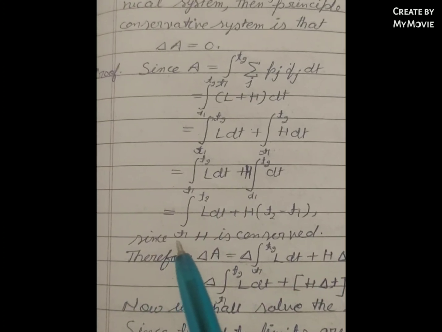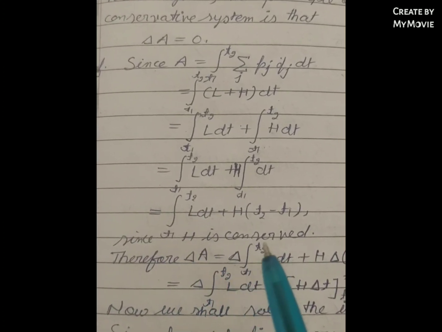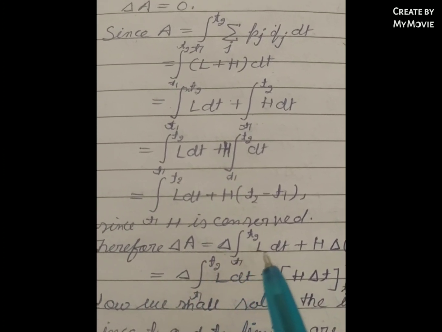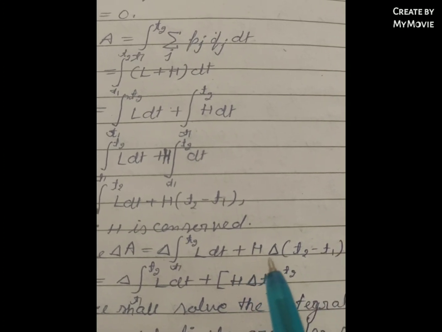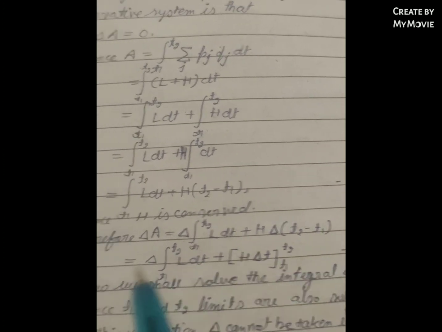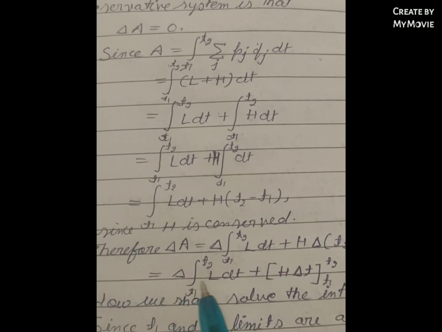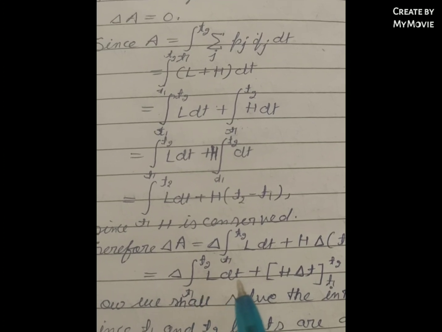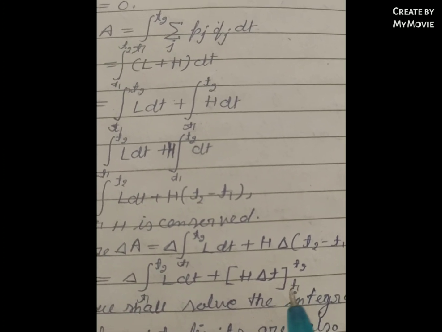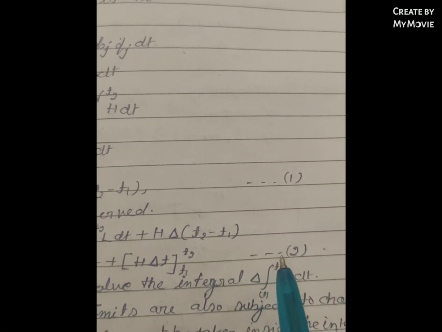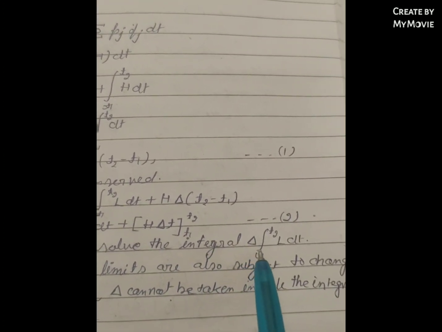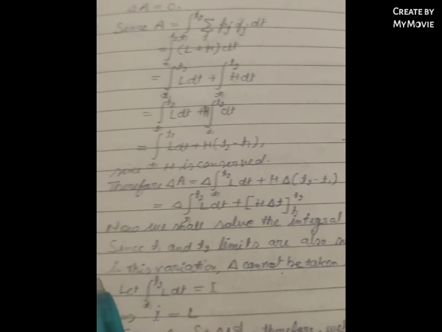This is equation 1. Since h is conserved, therefore delta A is equal to delta of the integral from t1 to t2 of L dt plus h delta (t2 minus t1), which is equal to delta of the integral from t1 to t2 of L dt plus [L delta t] from t1 to t2. This is equation 2. Now we shall solve the integral of delta of the integral from t1 to t2 of L dt.